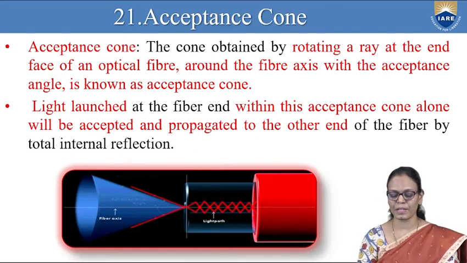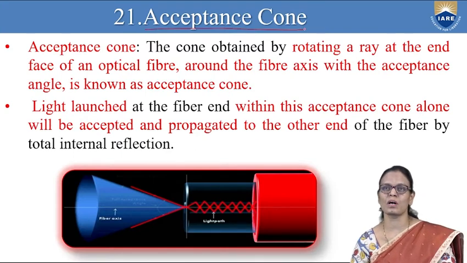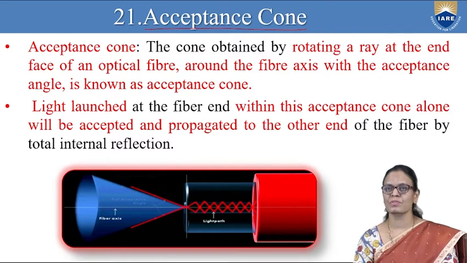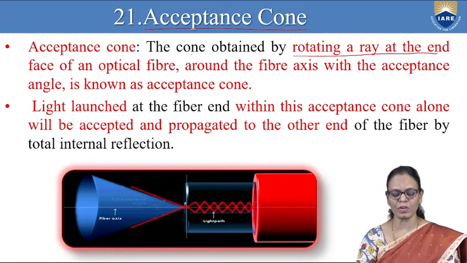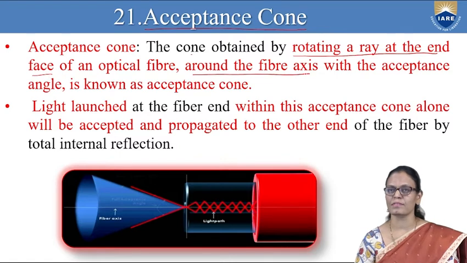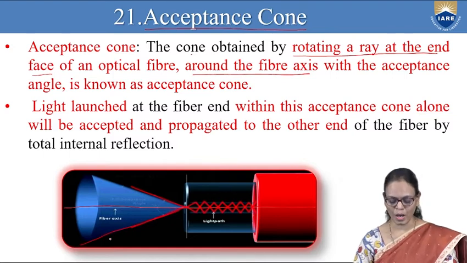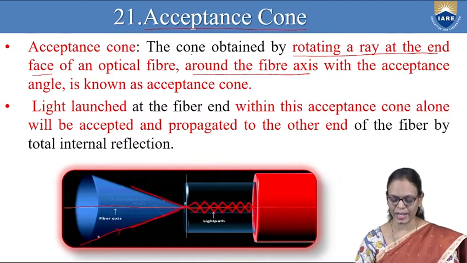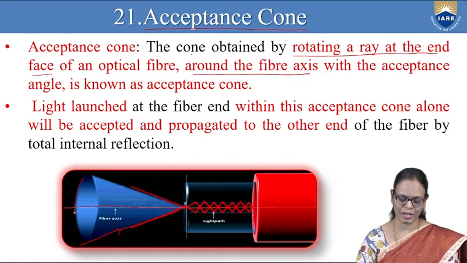Now coming to acceptance cone. What is acceptance cone? How do we get the cone first? So it is a cone obtained by rotating a ray at the end face of the optical fiber around the fiber axis. So here if you see in the figure, this is the axis we consider, the optical axis, and at one end we may take a ray. This is the ray. Now I am going to rotate this ray about the axis, then I will get a cone like this. This is the cone we are getting.